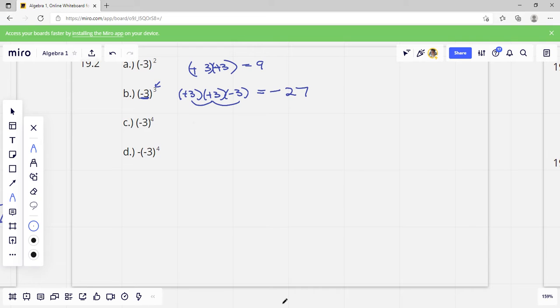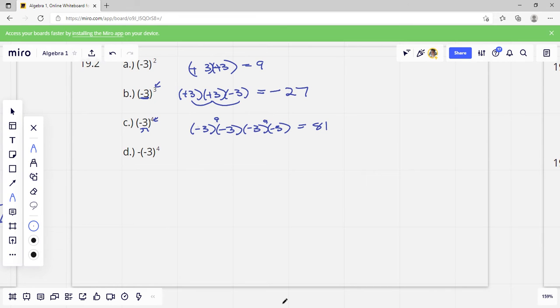Next one, negative 3 to the fourth. So I've got 1, 2, 3, 4 times, right? Because my exponent's 4, my base is negative 3. So 3 times 3 is 9. Remember that was 9, and then those two were 9, and then 9 times 9 is 81.